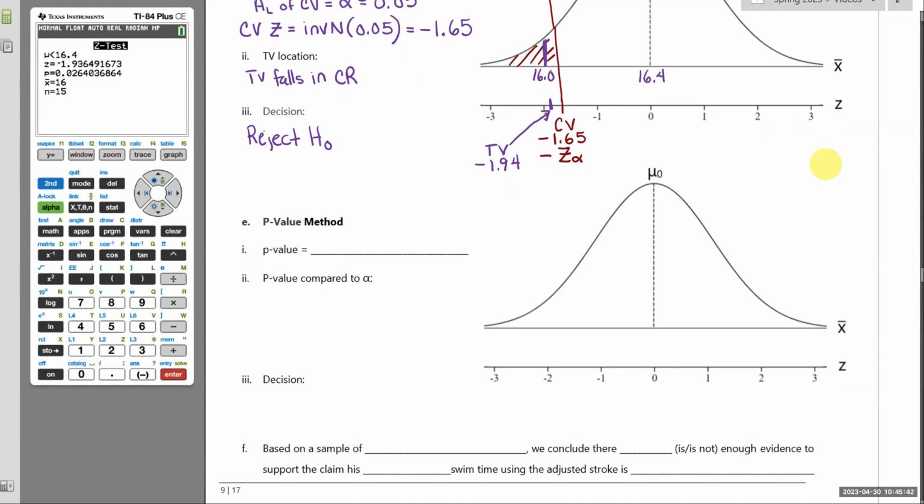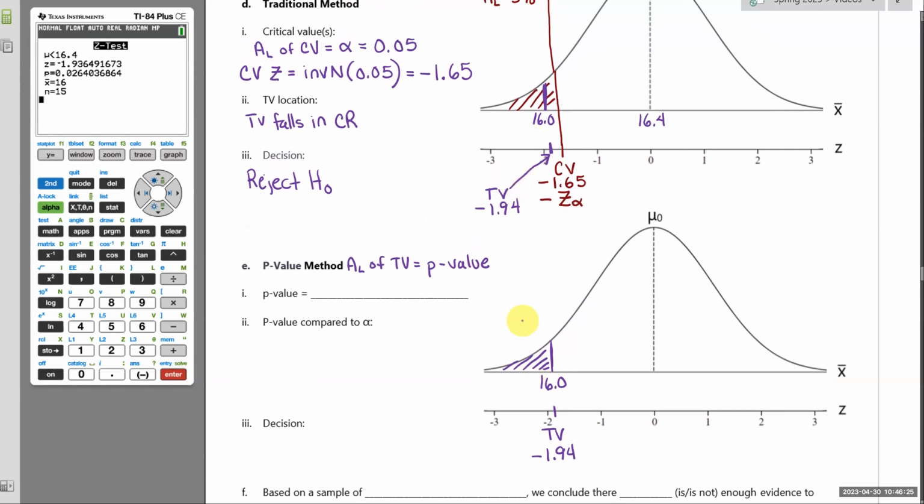The p-value method's always a little easier. You don't worry about critical regions. The only thing you graph is your test value. So let's put in our test value here. Now we've got a little more room. Test value is negative 1.9. That tells us 16.0 as X bar would be there, and that is our test value. Because it's a left tail test, the area left of the test value is called our p-value. So that area is our p-value.